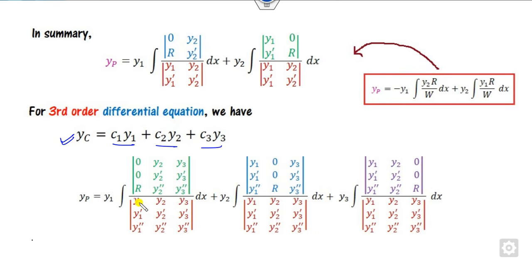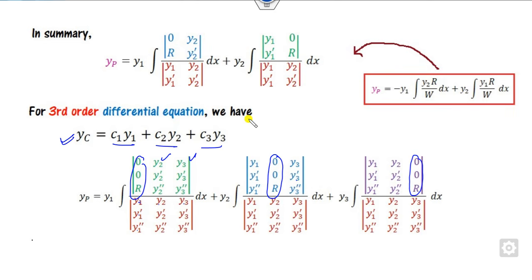How can you find yp? You have to write the Wronskian of y1, y2, y3 as a determinant with the second derivative. For the first part, you replace the column with 0, 0, r, while the others remain the same. For the second part, I replace the second column with 0, 0, r. For the third part, I replace the third column here.